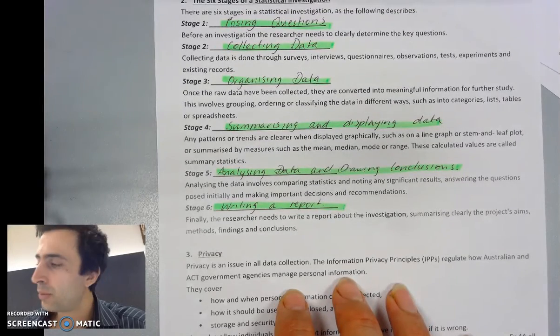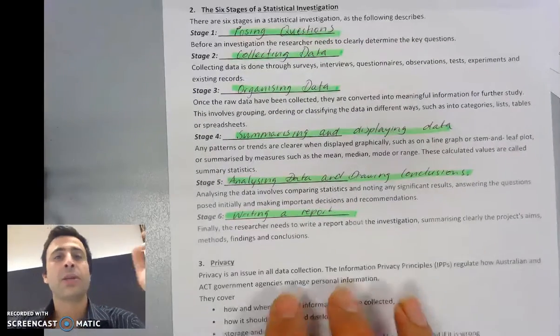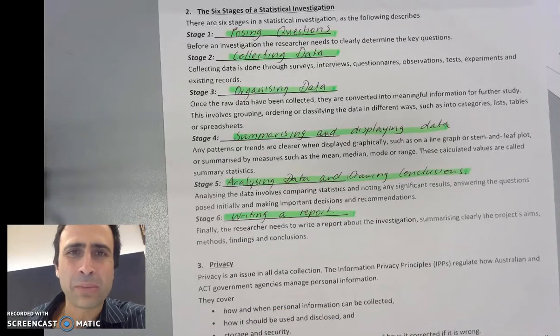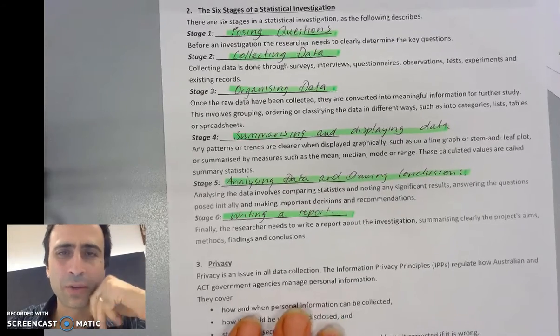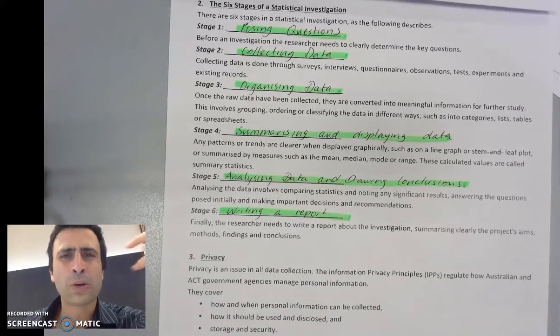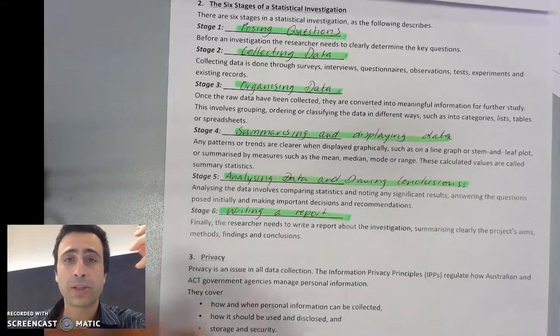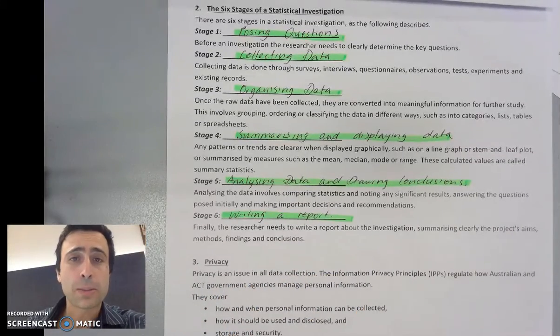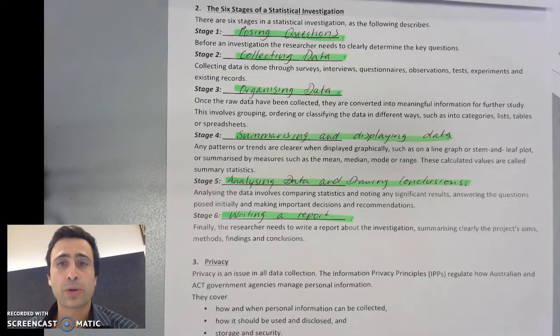And before we begin a statistical investigation, we need to decide what are we actually looking at? Are we just gathering random bits of data and then trying to make an idea of it later? Or do we actually have a pointed question that we're trying to answer? The first one is posing a question. So we need to actually pose a question and clearly define that question.